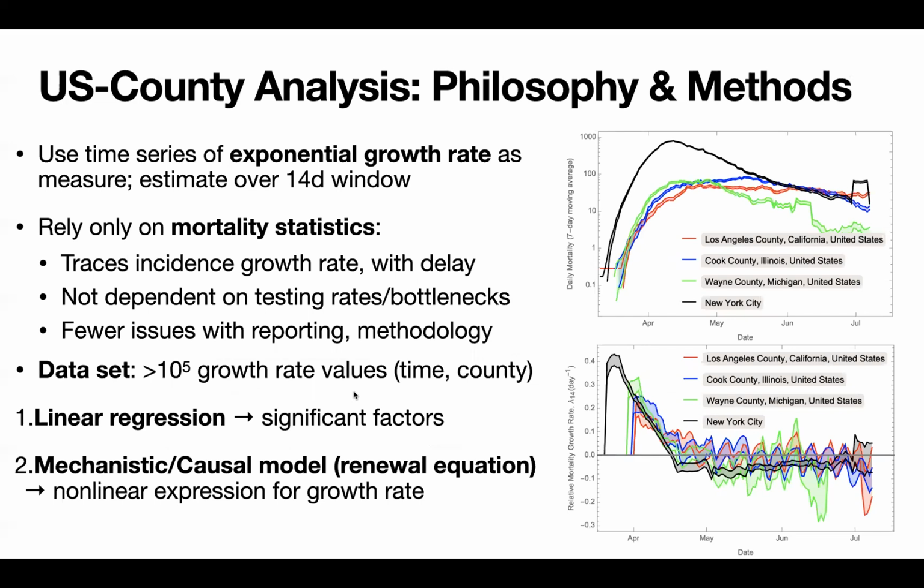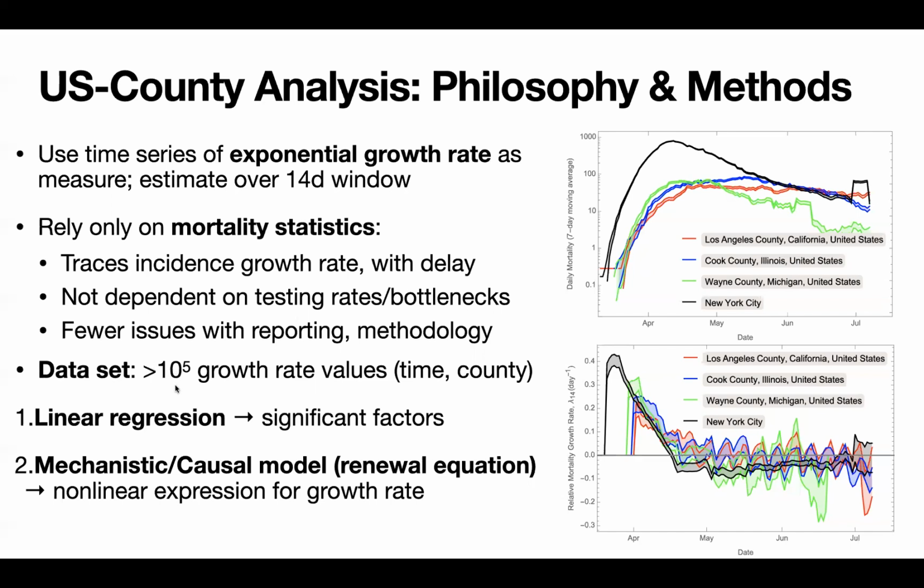So what we did next was to extend this early time analysis to all the times. And what we do is we look at this exponential growth rate or decay rate. So it's basically the logarithmic derivative of daily mortality. And we do it over a 14-day period to basically fit a line to it. And for this, we use mortality statistics because it traces incidence growth rate with some delay, but it's not dependent on testing rates, which was a big problem early on. Testing was not done regularly. And even nowadays, testing policies do change from time to time. So mortality is a little bit more reliable, although it is affected by other things.